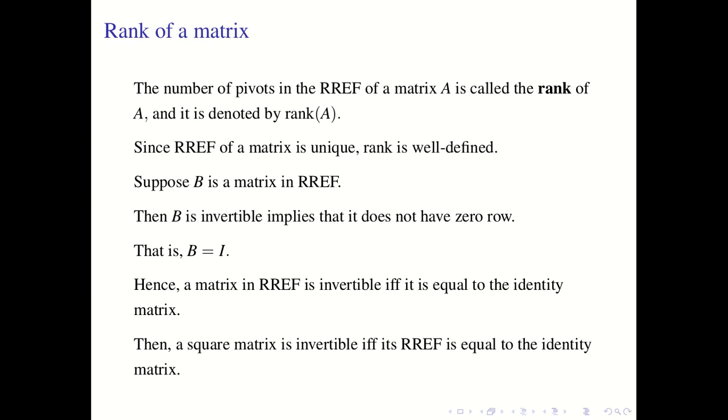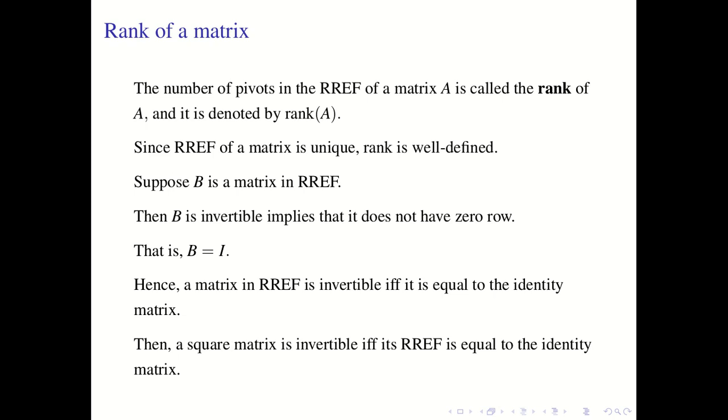Now suppose B is a matrix in row reduced echelon form. This matrix B is invertible, implies that it does not have a zero row. B cannot have a zero row. In fact, it is if and only if. But then this implies that B is equal to identity. Therefore, a matrix in a row reduced echelon form is invertible if and only if it is equal to the identity matrix.